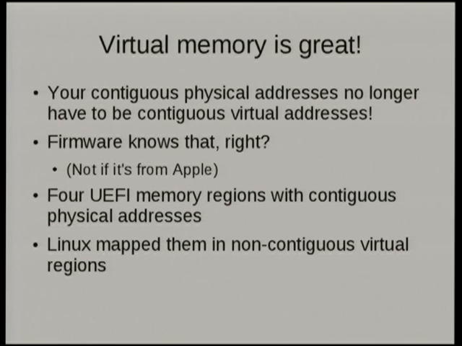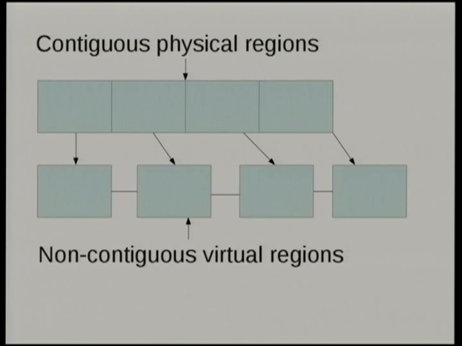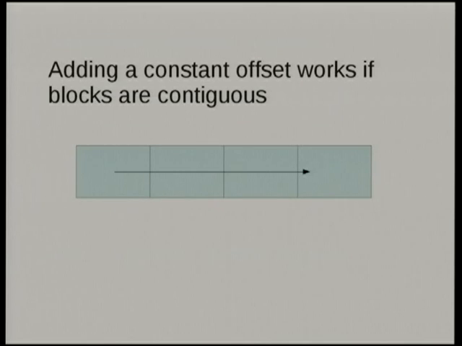Linux mapped them to non-contiguous virtual regions. So if you have these contiguous physical regions, then they could be mapped to this non-contiguous one. Now, say you have a pointer into the first block here. If the blocks are contiguous, then you can access the last block just by adding a constant offset.